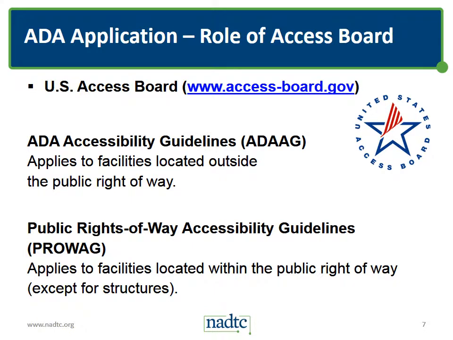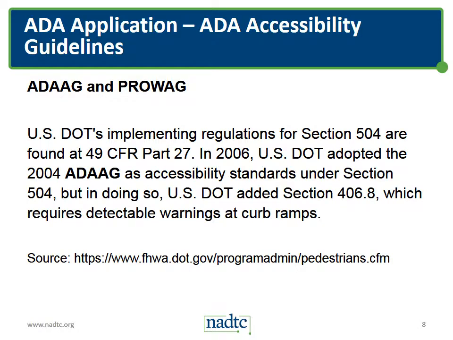The U.S. Department of Transportation implements the ADA through ADA Accessibility Guidelines, commonly known as ADAAG, which applies to facilities located outside the public right-of-way, and through the Public Rights-of-Way Guidelines, also known as PROWAG, which applies to facilities located within the public right-of-way except for structures. In 2006, the U.S. Department of Transportation adopted the 2004 ADAAG as accessibility standards under Section 504, but in doing so, US DOT added Section 406.8, which requires detectable warnings at curb ramps.